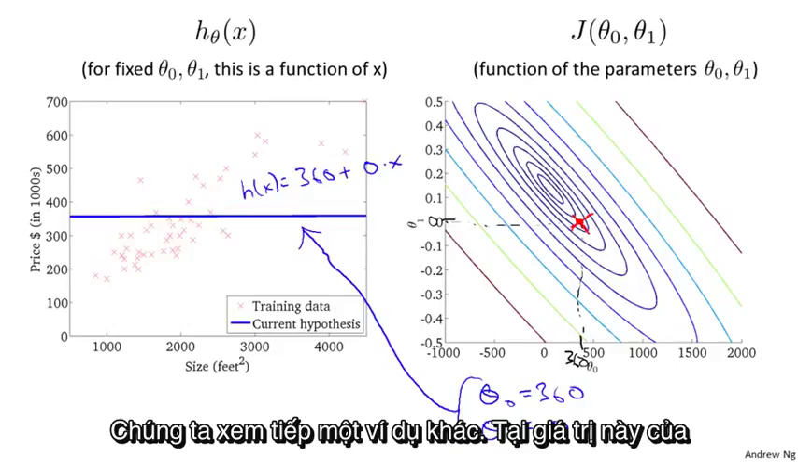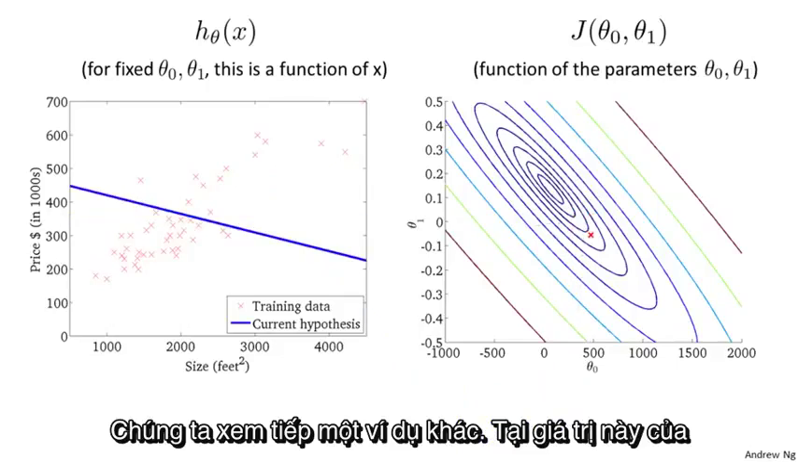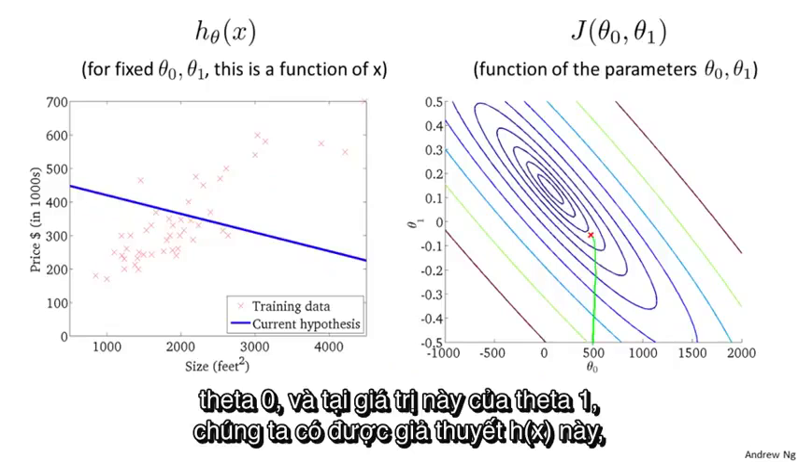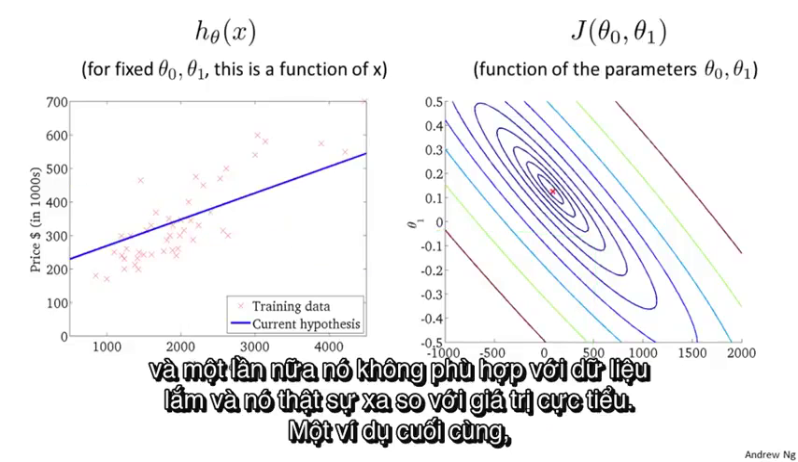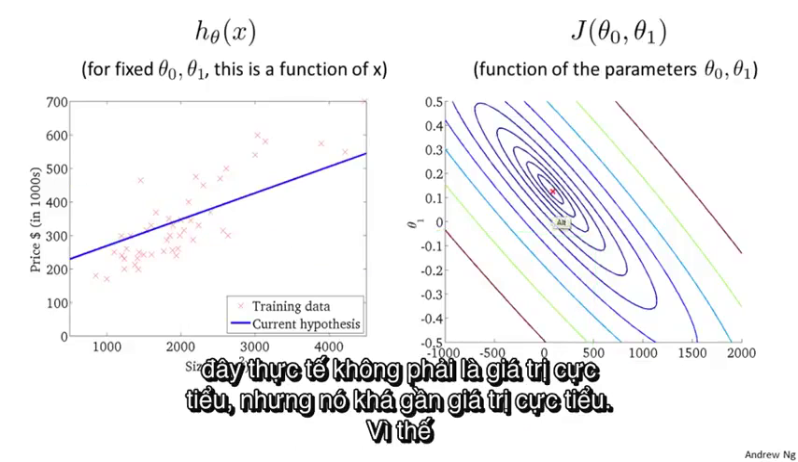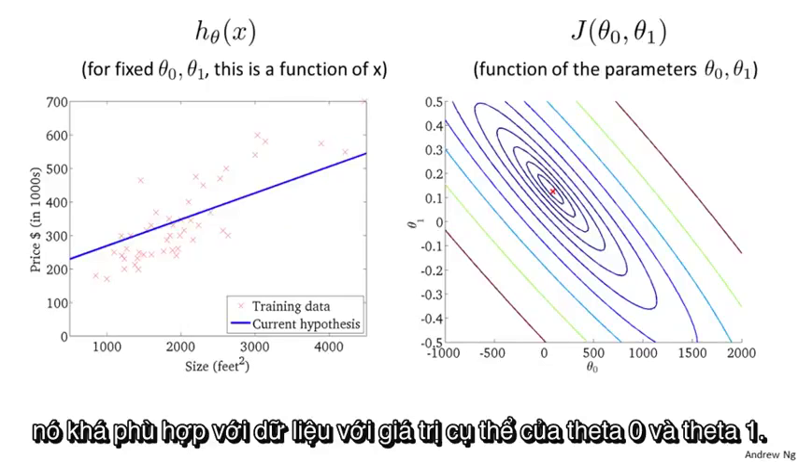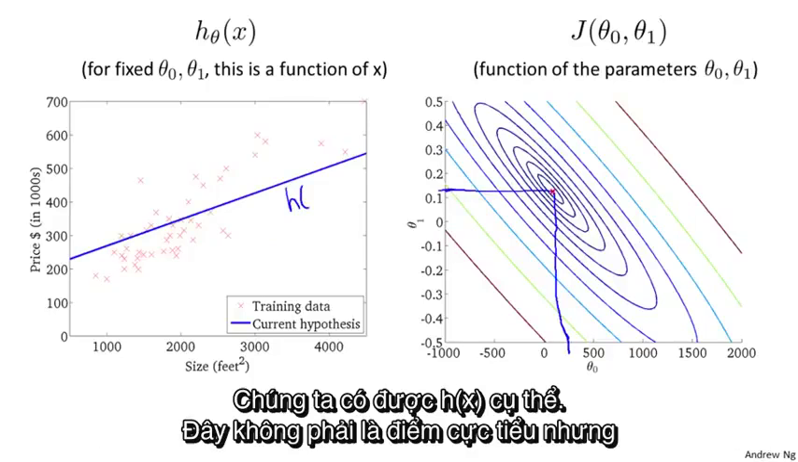Let's look at just a couple more examples. Here's one more. At this value of theta 0 and at that value of theta 1, we end up with this hypothesis h of x. And again, not a great fit to the data, and we just actually move even further out from the minimum. Last example. This is not quite at the minimum, but it's pretty close to the minimum. So this is not such a bad fit to the data, where for a particular value of theta 0 and a particular value of theta 1, we get a particular h of x. And this is not quite at the minimum, but it's pretty close.